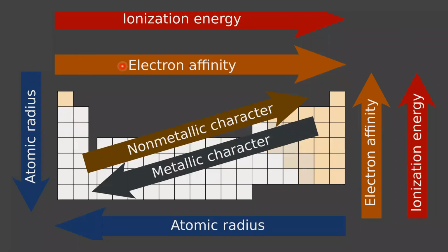If you take atomic radius first, atomic radius down the group decreases, and electron affinity across the period increases. Ionization energy across the period increases. Non-metallic character increases across the period, left to right, and metallic character right to left. And electron affinity up the group, from down to up, increases, and ionization energy also increases. And atomic radius from left to right decreases, and from right to left increases.